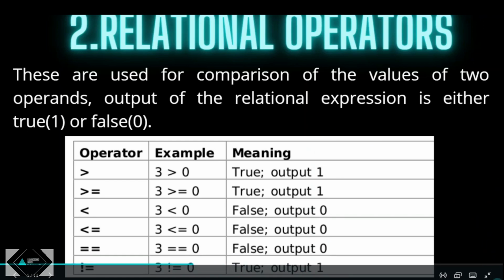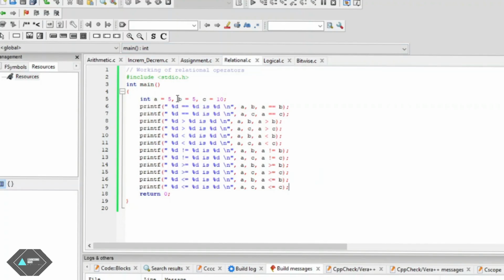Now we look into the program of these relational operators. Here we have a simple C program for demonstrating the working of relational operators. Here we have initialized a, b, c as 5, 5 and 10, and we have used different relational operators in here, such as equal to, and then greater than, less than, not equal to, greater than or equal to, less than or equal to. So we'll look into the output of this program.